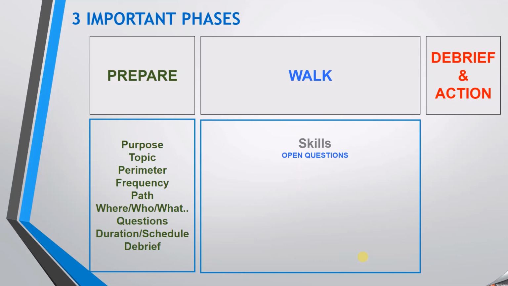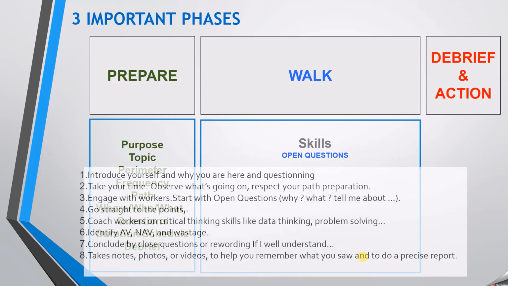Things to do while on the Gemba Walk. Introduce yourself and why you are here, and questioning. Take your time, observe what's going on, respect your past preparation. Engage with workers, start with open questions. Why? What? Tell me about.